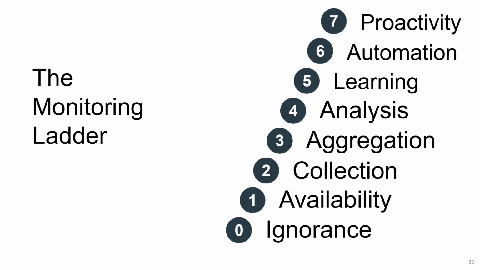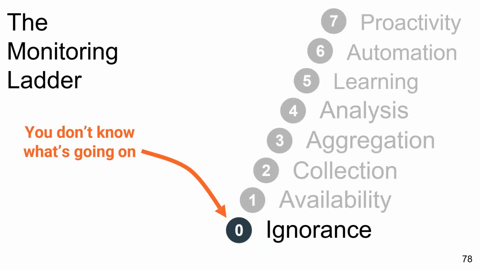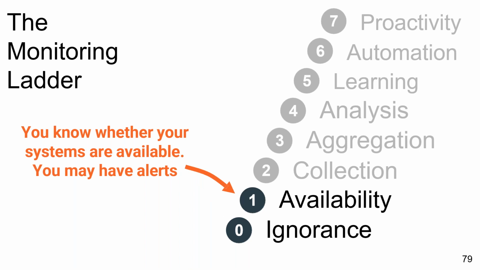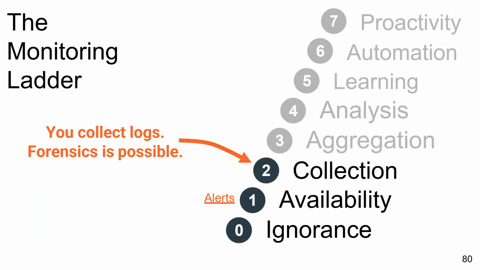So this is the ladder of monitoring. It starts from 0 to 1, 2, 3, 4, 5, 6, 7, so there are a total of 8 steps. Starting with ignorance, that means you don't know what's going on with your system. Then you want to know whether your systems are available. You may have availability alerts. You want to collect the logs. Forensics is possible. That's step number 2.